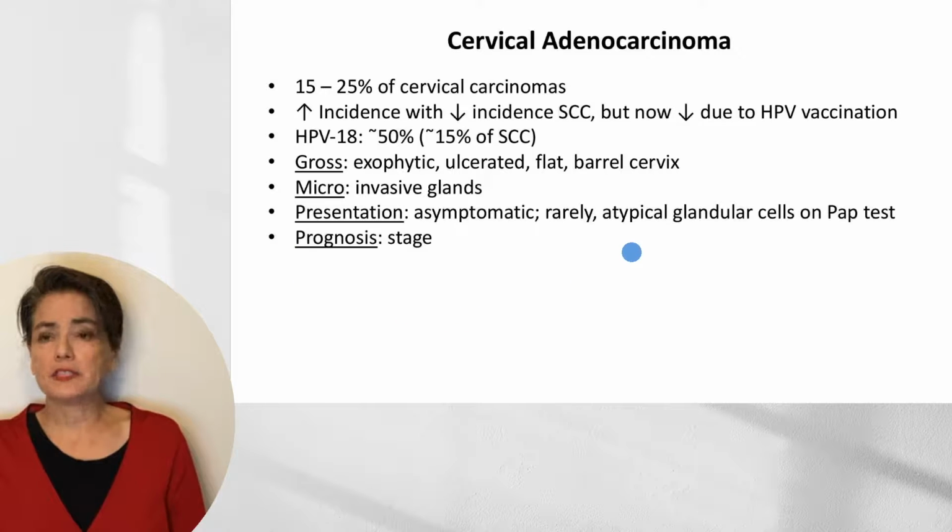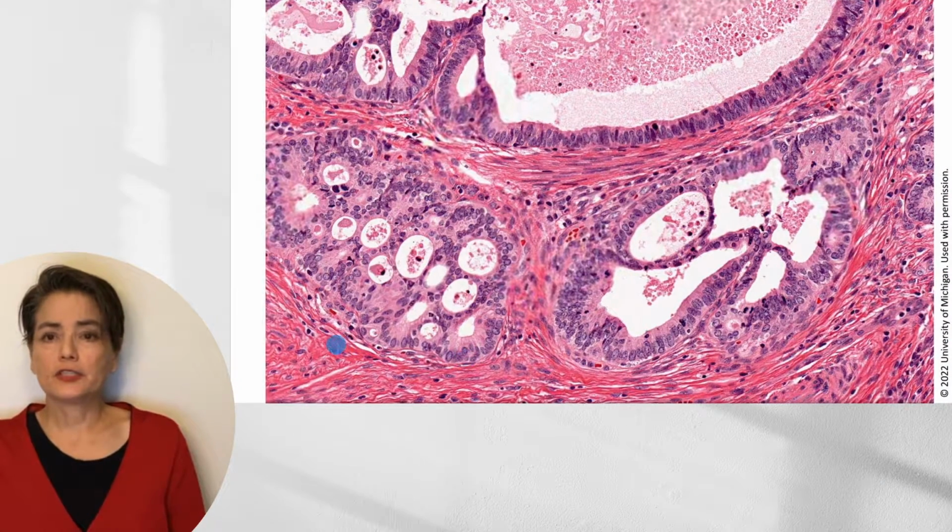Very rarely we can see atypical glandular cells on the Pap test, but it is suboptimal and much less sensitive than what we see for squamous cell carcinoma. Histologically, here's just a nice example of an invasive adenocarcinoma of the cervix. We know the location here by looking at the stroma. This is the typical cervical stroma. And we can see these atypical architectural features. This is cribriforming, or glands within a gland, that help us to recognize these are malignant glands.